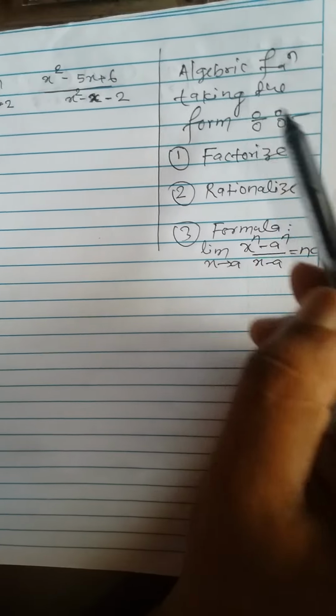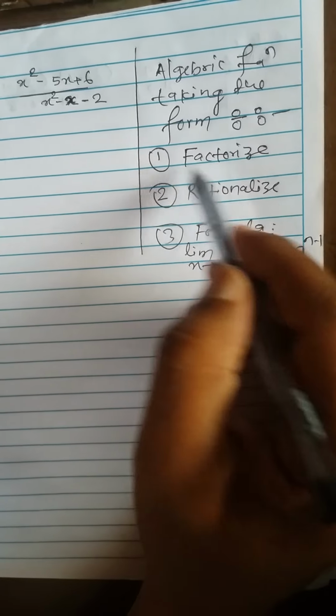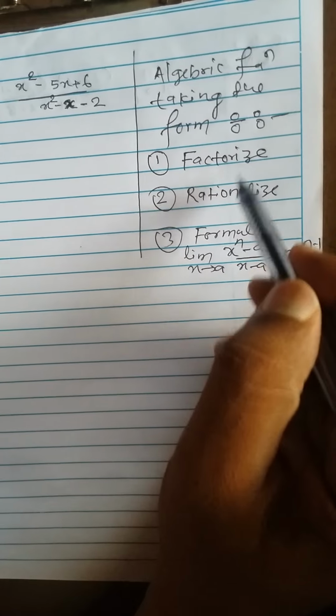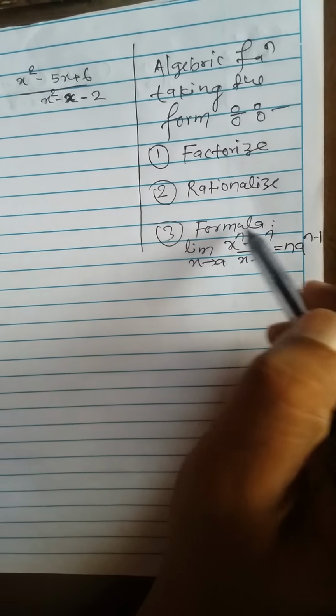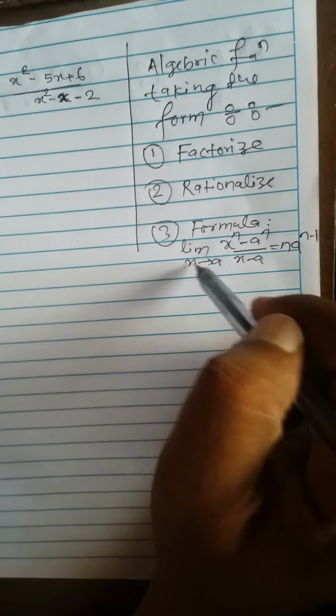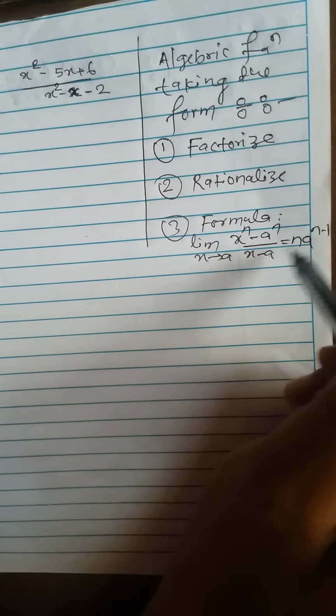1. Once again, if any algebraic function takes the form 0 upon 0, then to determine its limit, there are just three methods. First method is factorize: you factorize to get the answer. Second, you rationalize to get the answer. And third, you apply the formula: limit x tends to a, x to the power n minus a to the power n divided by x minus a, equal to n a to the power n minus 1.